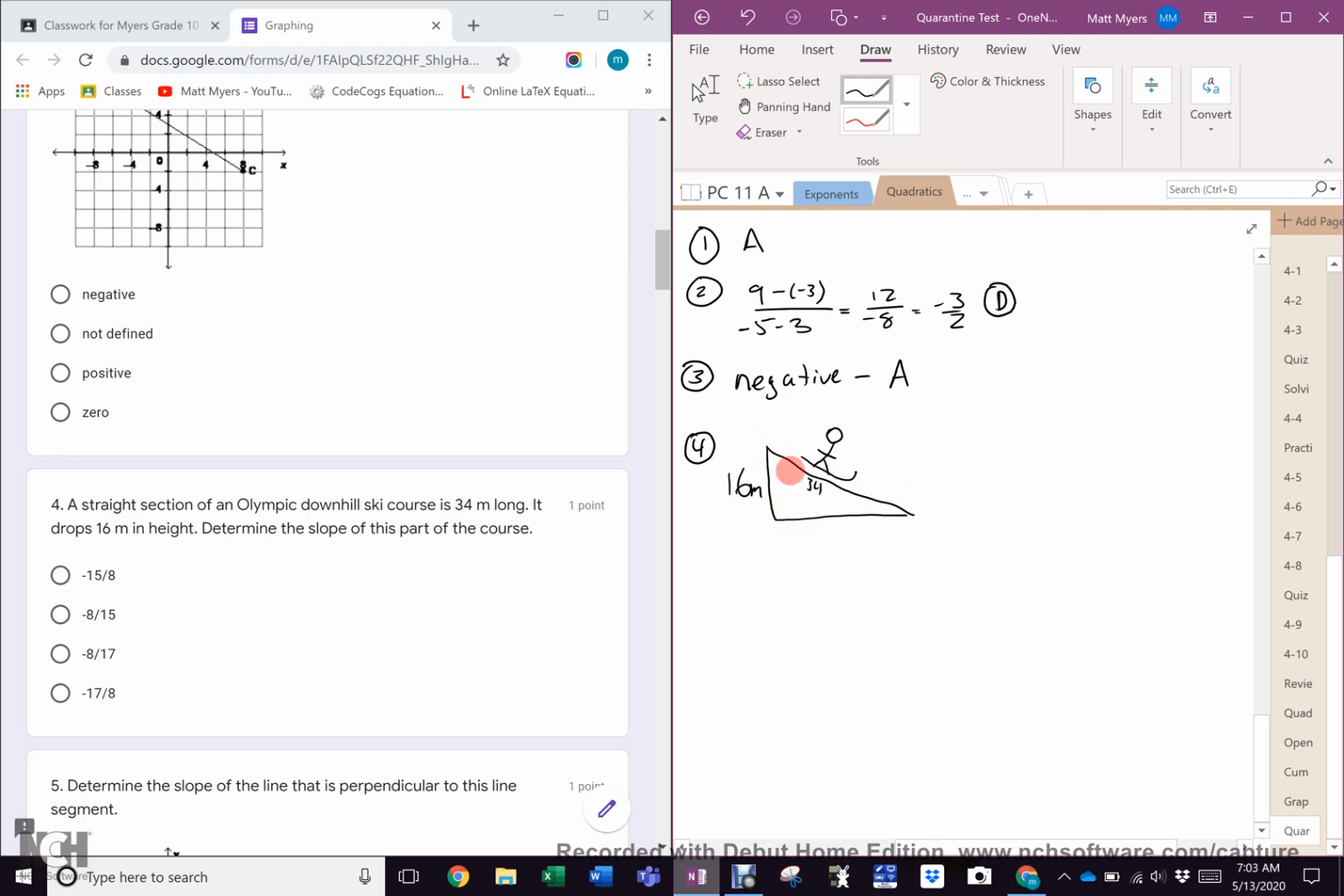Well, obviously you had to do Pythagoras because that's 90 degrees. So that's 34 squared minus 16 squared, which equals 30 squared. So this is 30. So the slope is 16 over 30, which is 8 over 15. And of course, it's a negative slope because I'm skiing down it. And that was B, if there were letters.